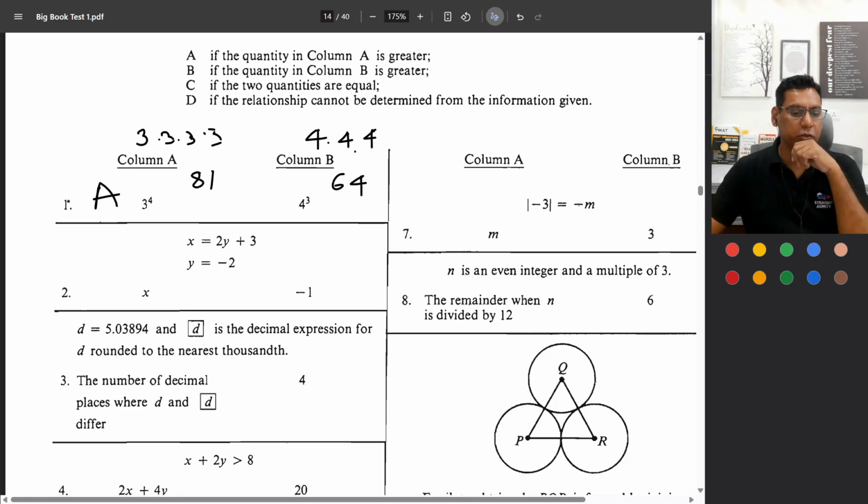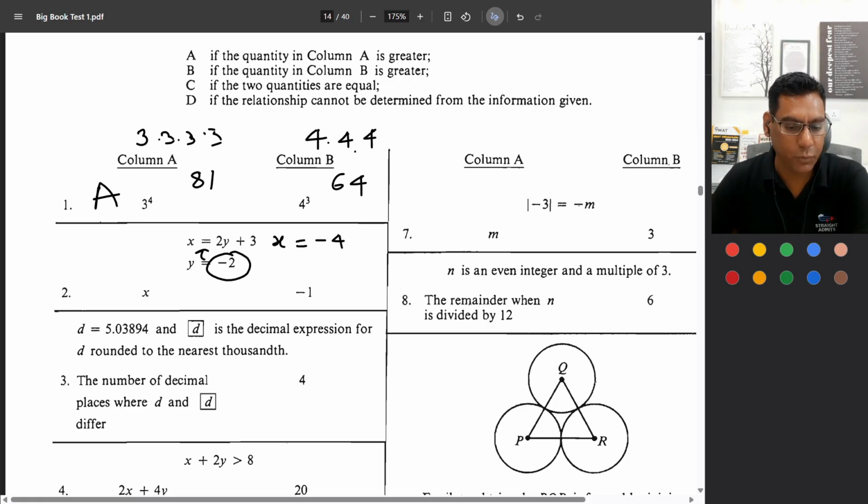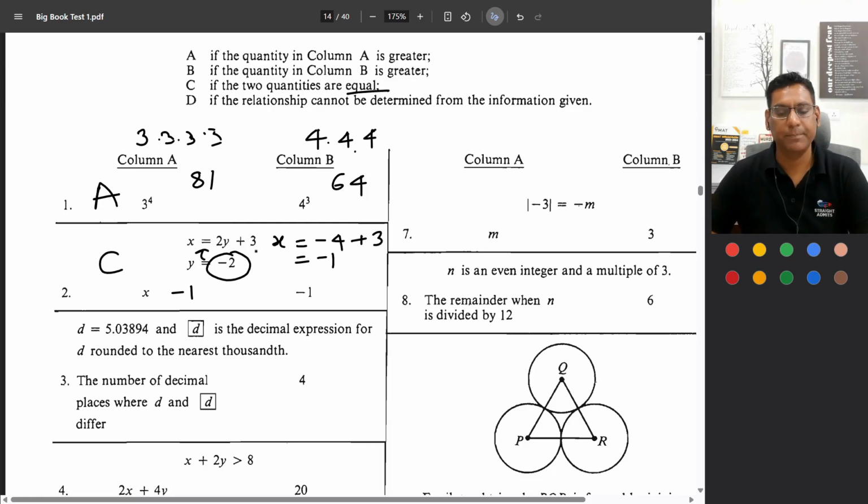Okay, let's move on. Question 2. x is equal to 2y plus 3, and y is given to be minus 2. Again pretty straightforward. I just put this value in this equation. So what do I get? I get x is equal to 2y, and 2y is going to be minus 4, right? Plus 3. So x is equal to minus 4 plus 3. That means x is equal to minus 1. What do I get on the left hand side? Minus 1. What do I get on the right hand side? Minus 1. So both quantities are equal. The answer is going to be C.